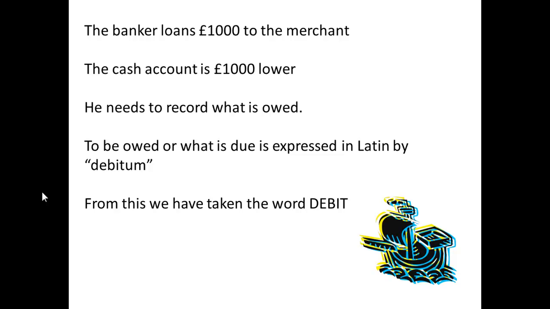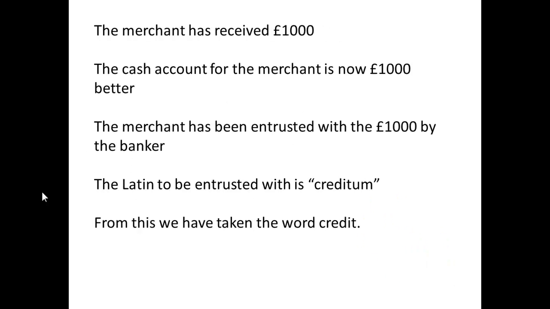So let's say, for example, a banker loans £1,000 to a merchant, so the banker's cash account is £1,000 lower, and you have to record what is owed. The Latin expression for what is owed or what is due is called debitum, and from this we have taken the word debit. The merchant has received £1,000, so the cash account for the merchant is now £1,000 better.